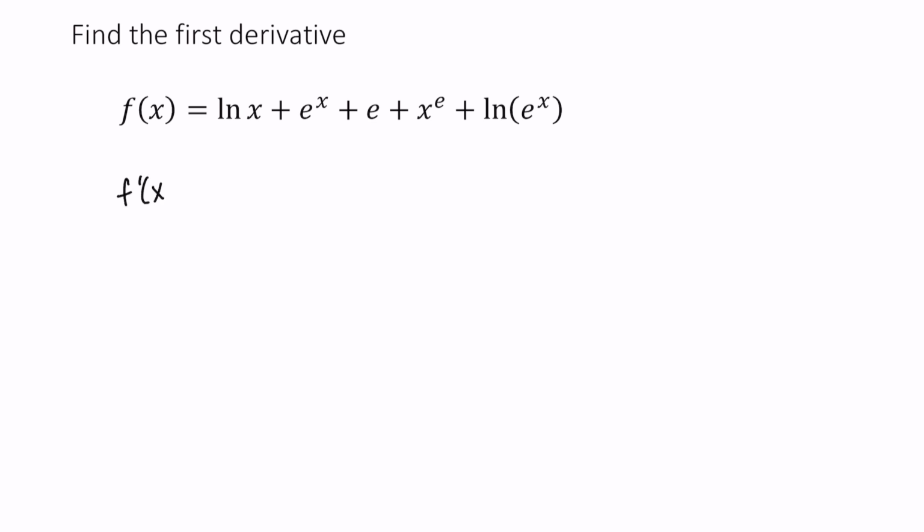So f prime of x is equal to, well, the natural log of x has derivative 1 over x. And to that, we're going to add the derivative of e to the x, which is just e to the x.